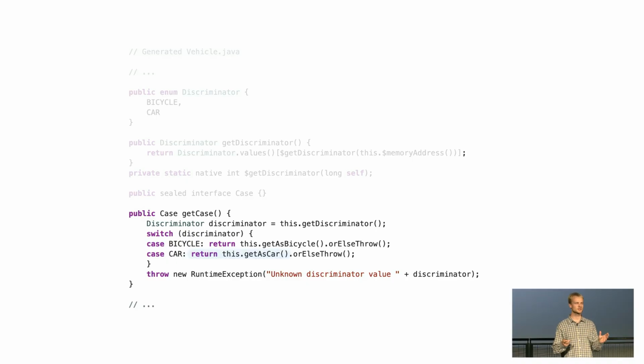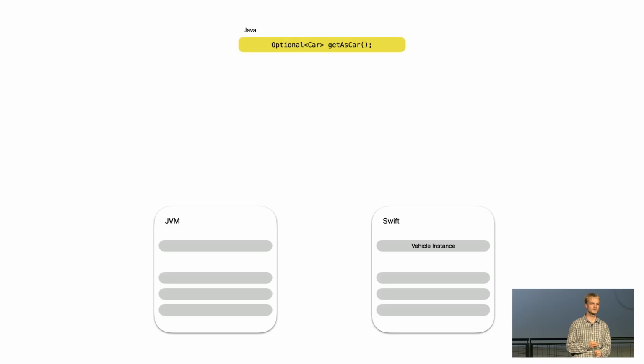So once we have what type the Swift enum is in, we can switch over the discriminator. And depending on the actual type, we can call functions that allow us to extract the associated values, such as the maker of the car. So that's the getAsCar function.